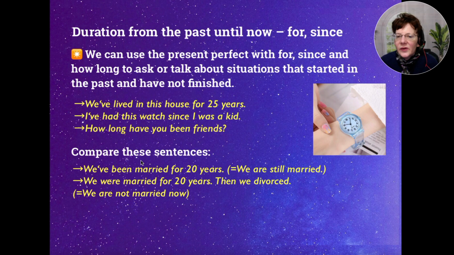Okay, let's compare these sentences here. We've been married for 20 years. So basically, this means we are still married. And then we were married for 20 years. Then we divorced. Okay, that obviously means we're not married now, according to this.